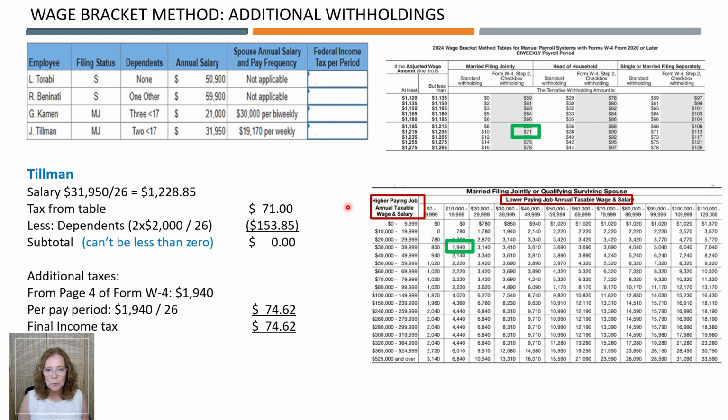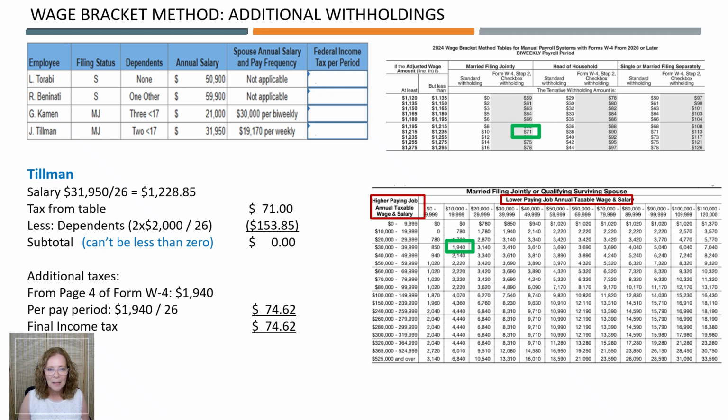The intersection between Tillman's salary of $31,950 and the spouse's salary of $19,170 is $1,940, which we divide by Tillman's pay period frequency of 26 and arrive at $74.62. Tillman is the spouse with the higher wage amount, and therefore the additional tax is added to his interim tax calculation, and we arrive at the final income tax of $74.62.